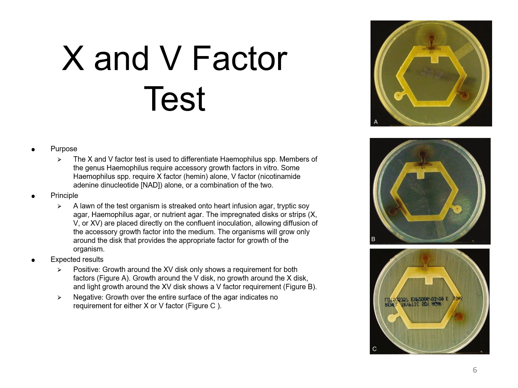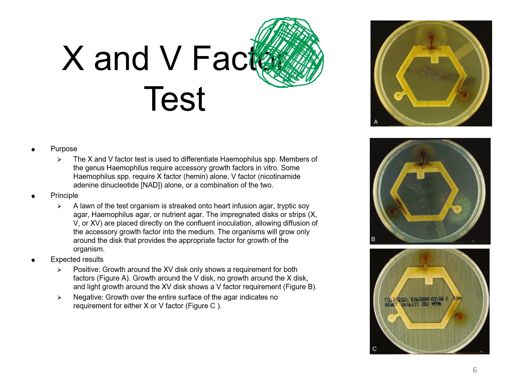With your X and V test, there are a couple of different methods. This particular method requires the use of a nutrient type agar that does not have any sort of X or V in it, so there's no blood in it. And what you do is one of those lawn sweeps where you culture the organism over the entire plate, and then you place the strips down.